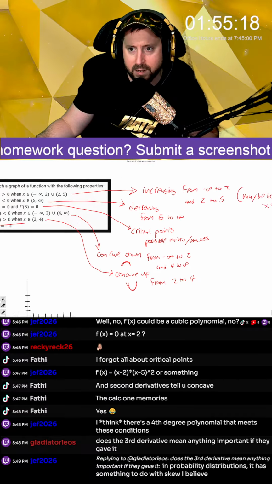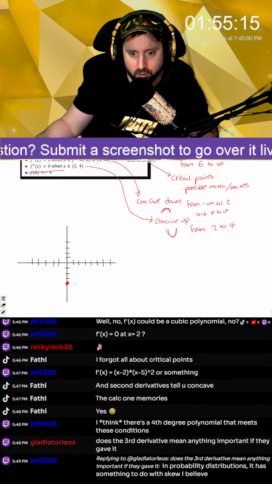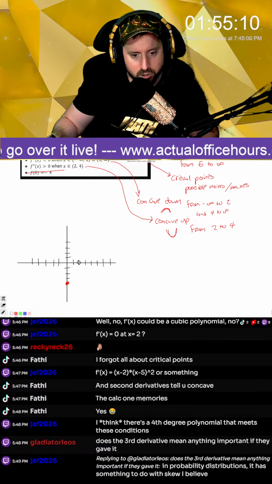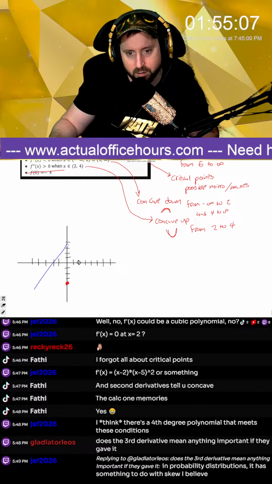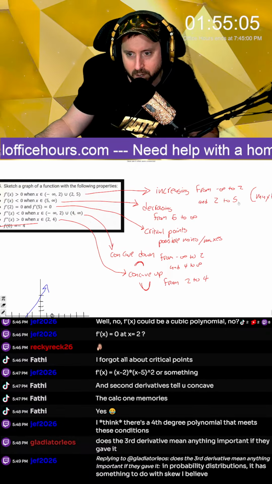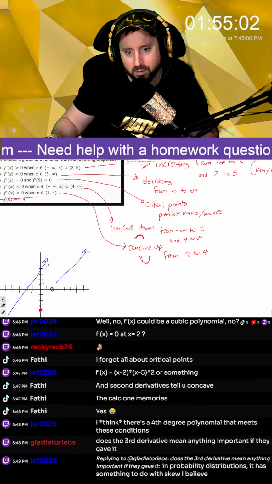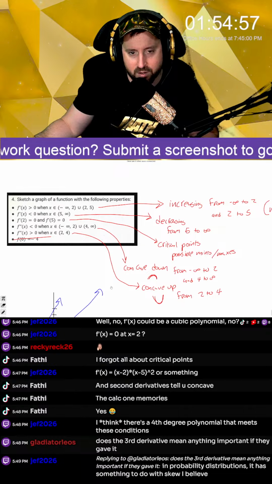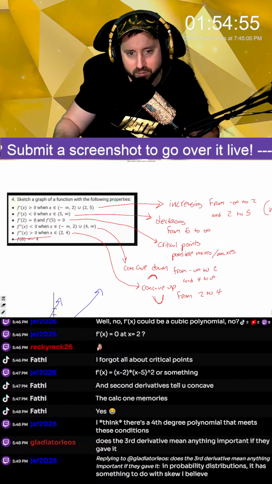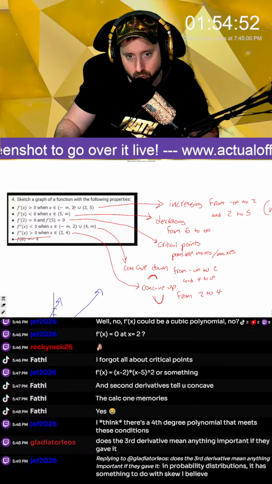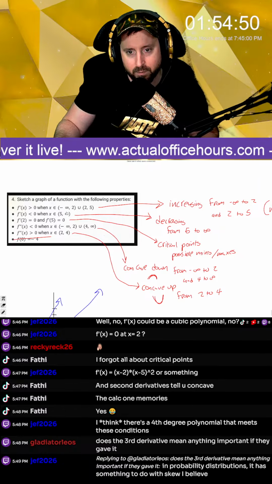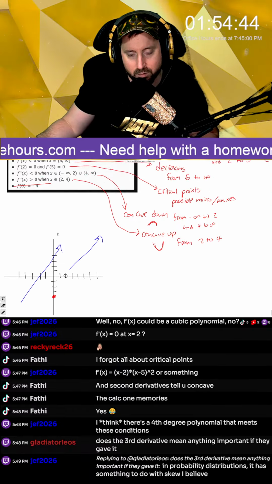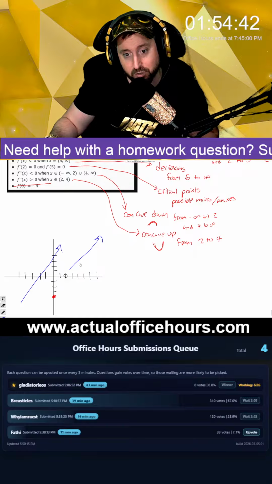Okay, so increasing from negative infinity to 2. That means up to this point I need the function to always be going up. And then I also need it to be going up from 2 to 5. So something weird is allowed to happen here, and I see where that is. Do you see how they say f prime of 2 is equal to 0? So at 2, there has to be a flat point, and it has to be increasing.